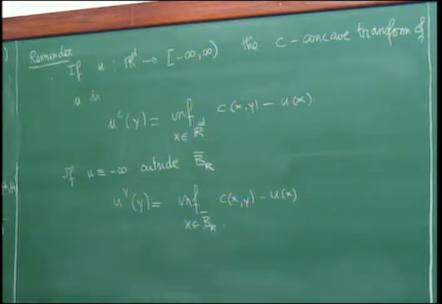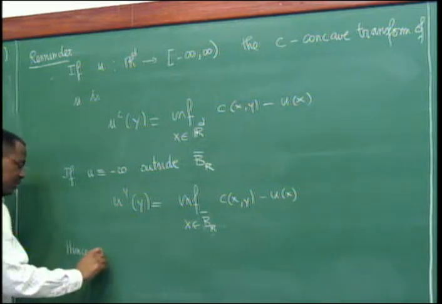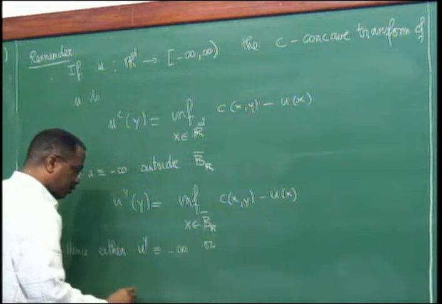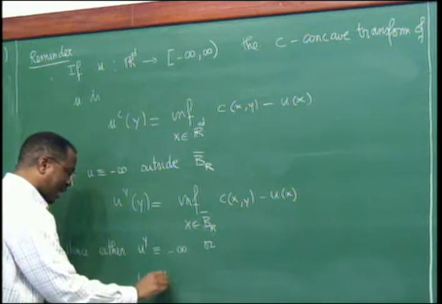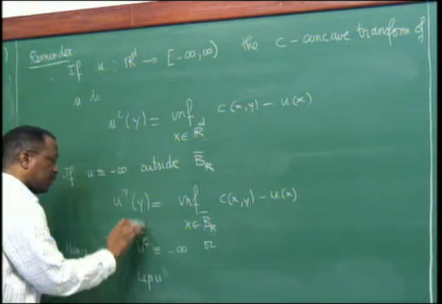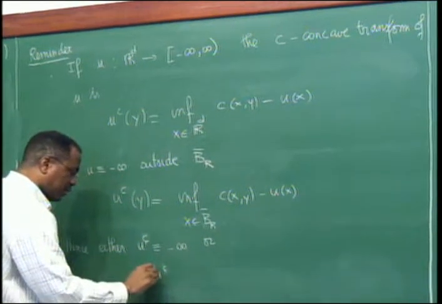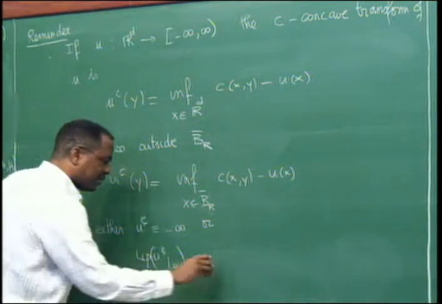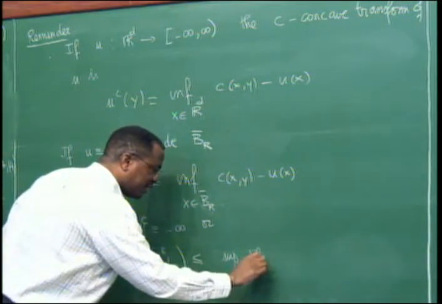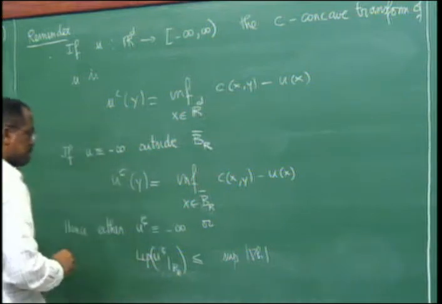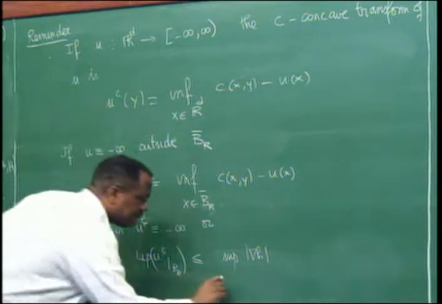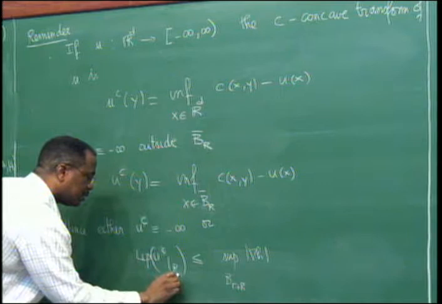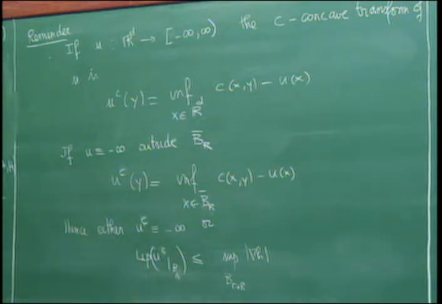And we have concluded that, hence, either u^c is identically negative infinity, or the Lipschitz constant of u^c restricted to the ball is less than the supremum of the gradient of h on the ball of radius little r plus capital R. And this is what we established.